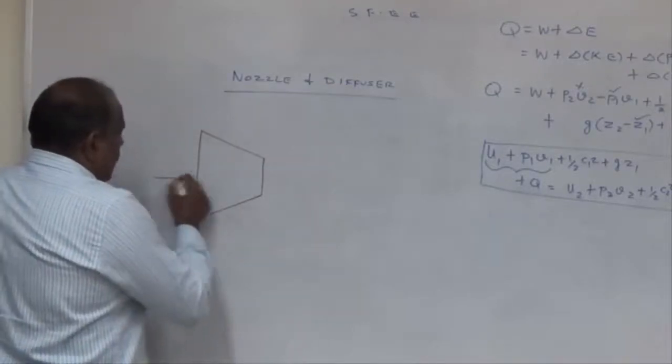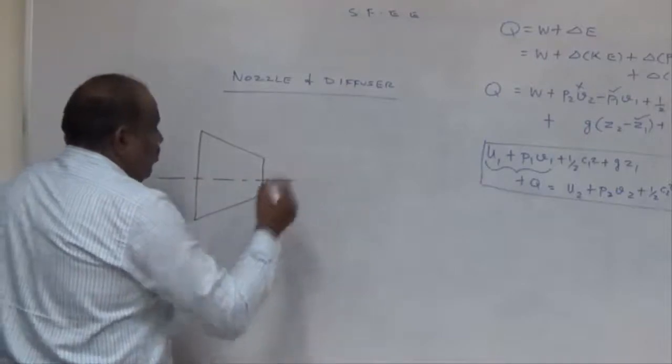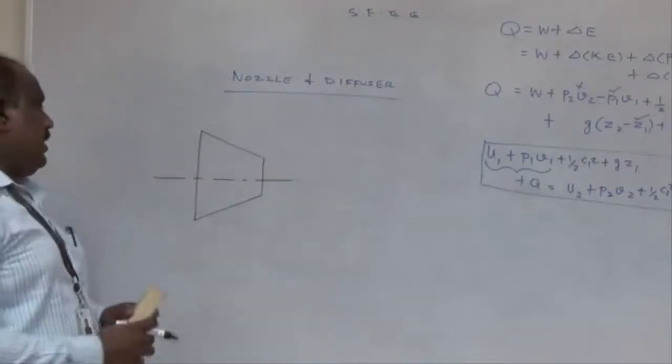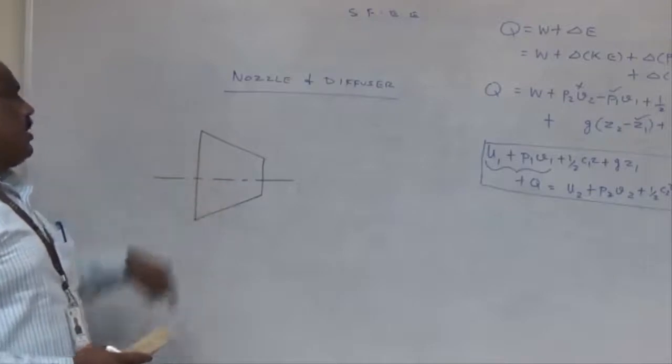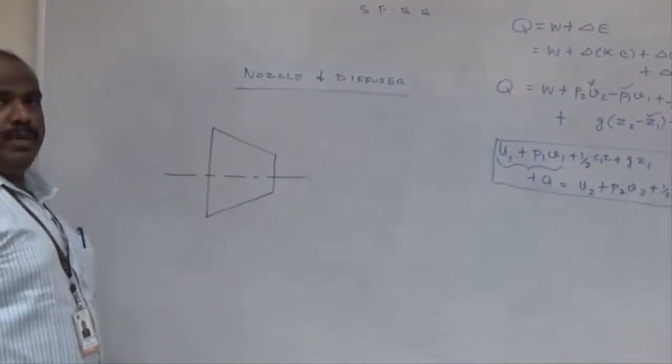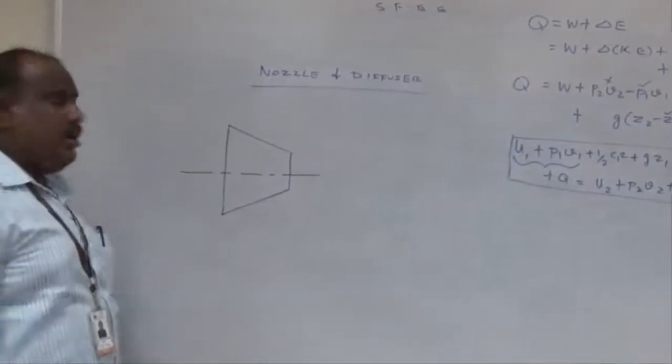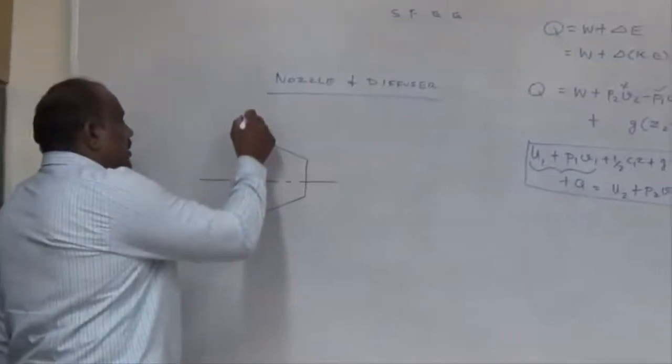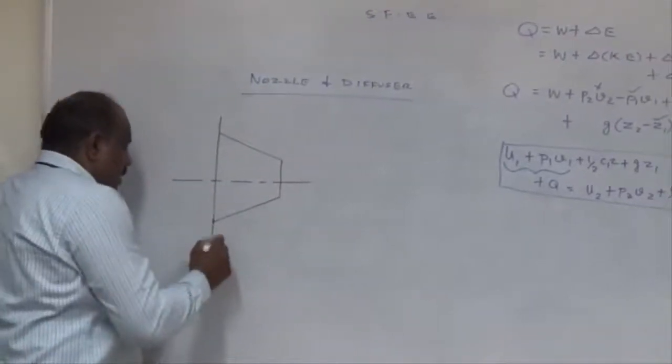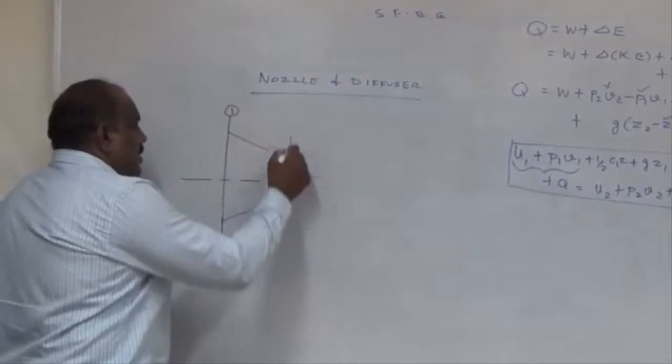And this is the nozzle. The nozzle doesn't have any moving parts. So we can see there aren't any moving parts, which means the work will be 0, but there will be flow. So let us say this is section 1-1, this is section 2-2.